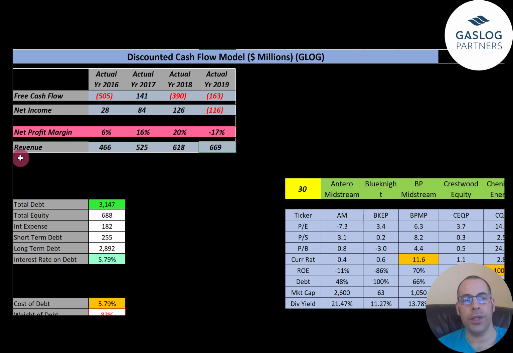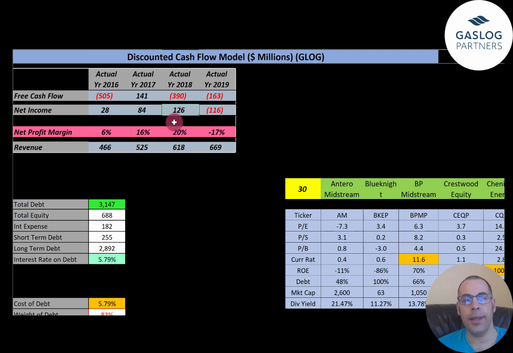Their net profit margins are really volatile. It's only 6% in 2016, then jumps up to 20% in 2018, then goes to negative in 2019. Net profit margin is net income divided by revenue. It's how well you convert revenue into profit.